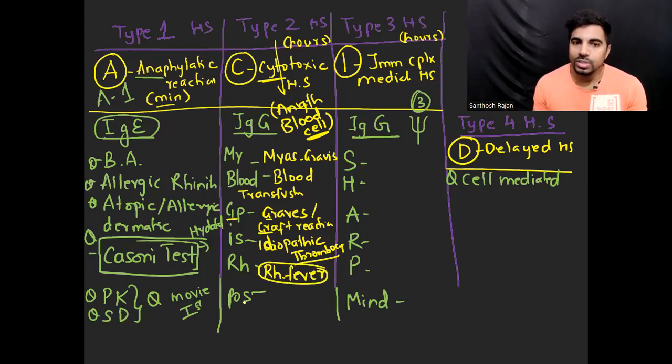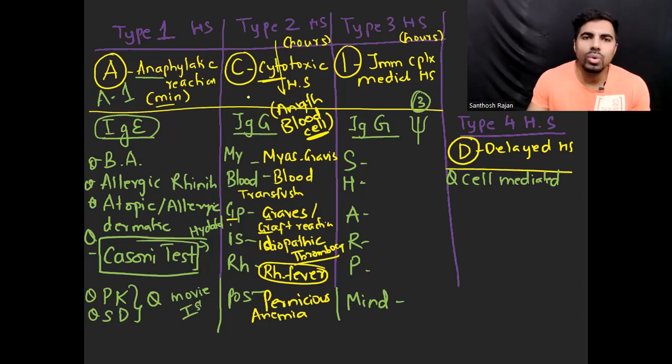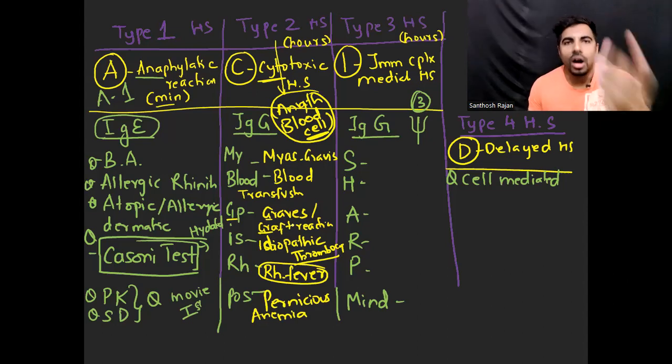And P. What is P for? P stands for pernicious anemia. Pernicious anemia is blood related, RBC related, so anemia comes here. Not only pernicious anemia, any anemia, anything related with the blood, like hemolytic anemia. Anything related with the blood: anemia, thrombocytopenia, RH incompatibility.